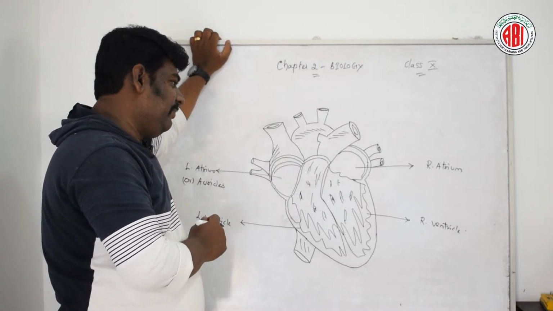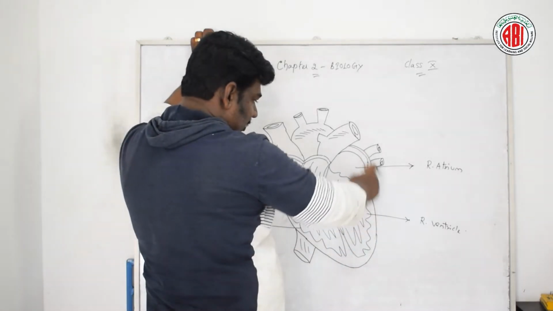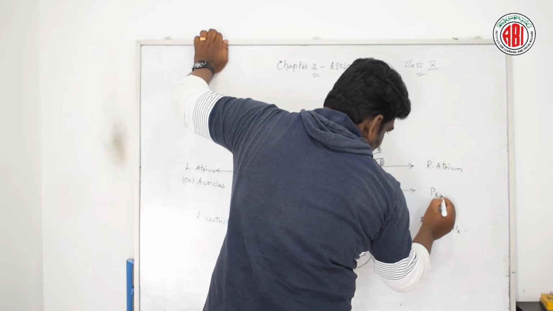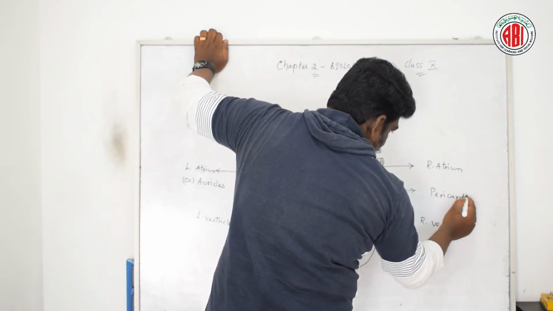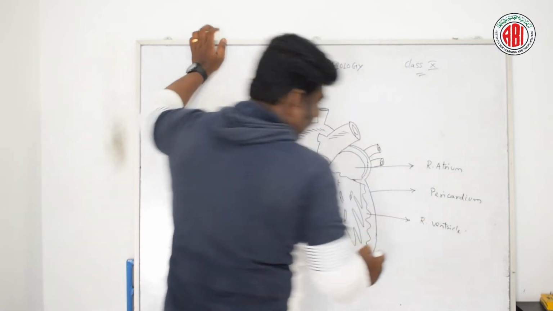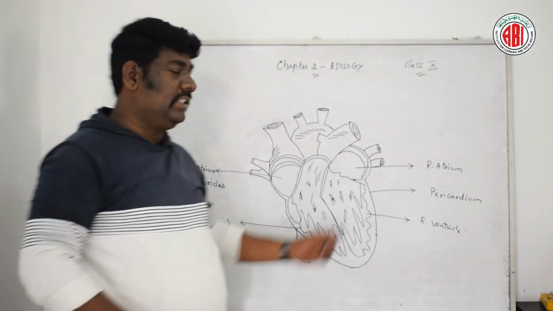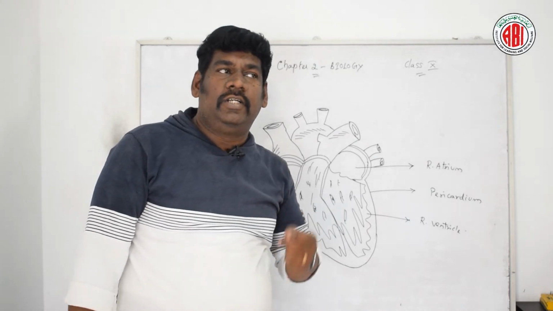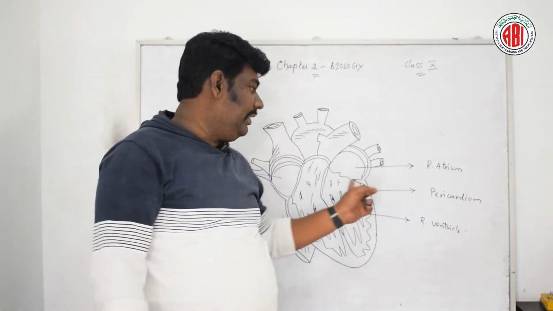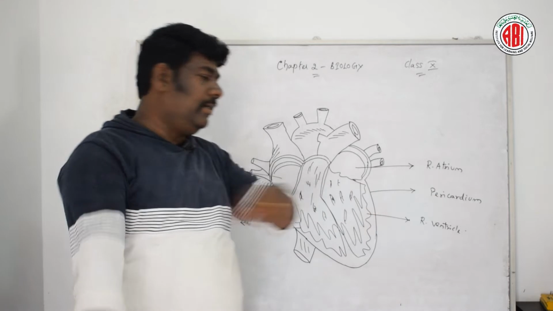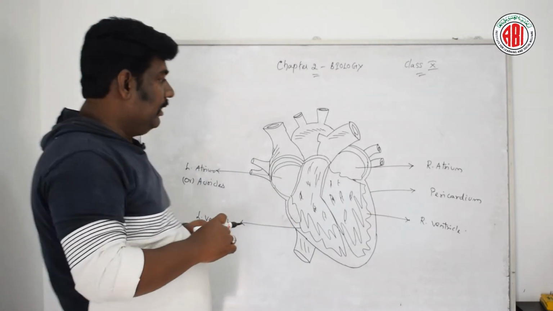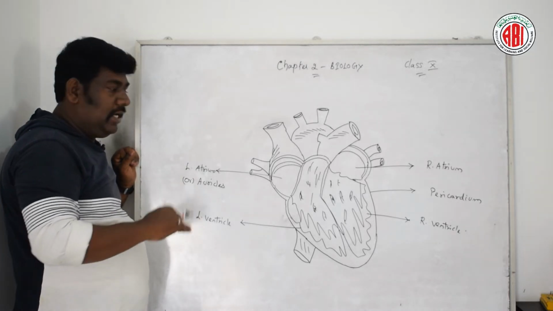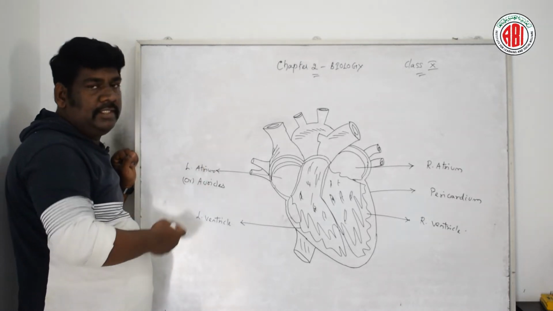Next, the most important thing is the outer layer of the heart. The outer layer of the heart is covered with a layer called pericardium. Like in the earlier chapter we discussed the human lungs. Human lungs are covered with a layer called pleura, and here the layer which covers the heart is called pericardium. So, most important thing.